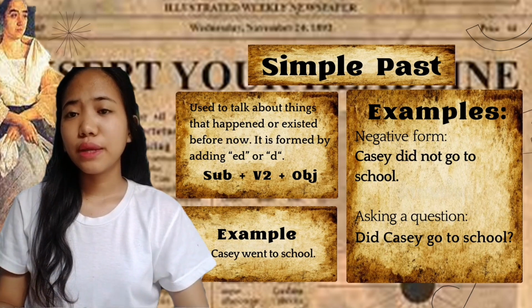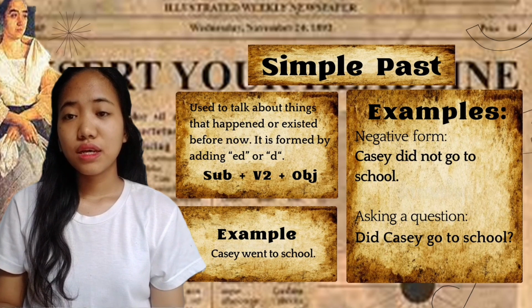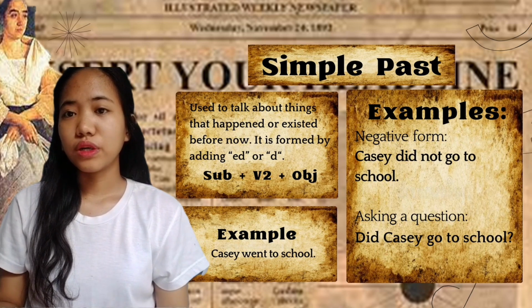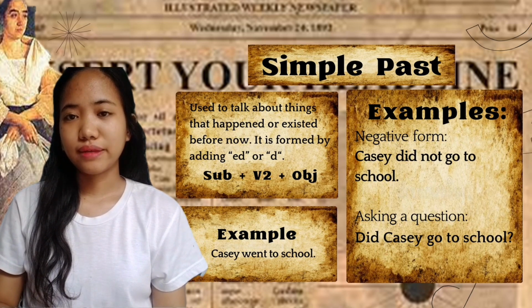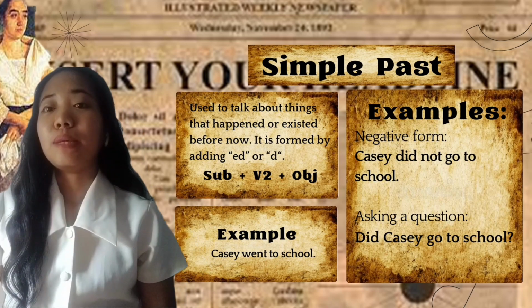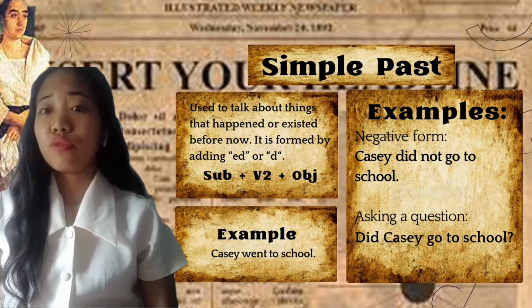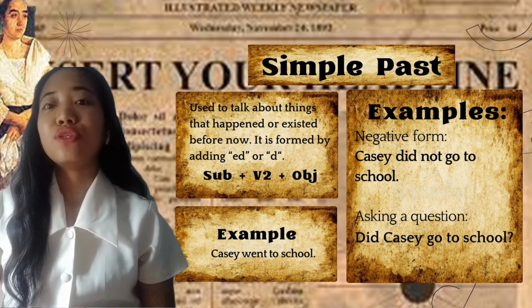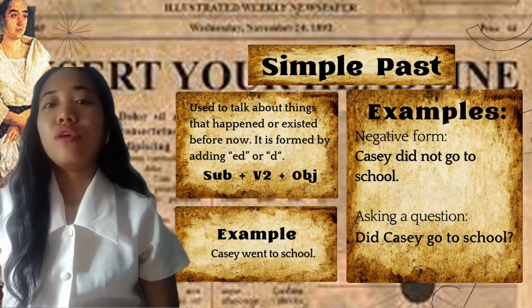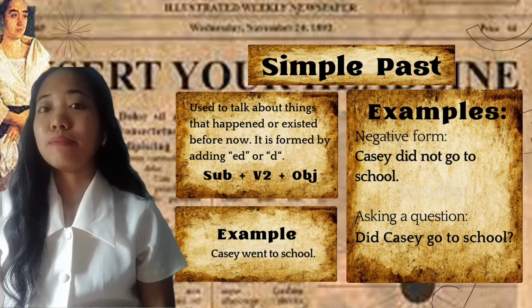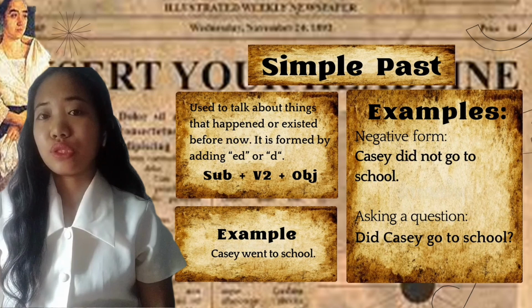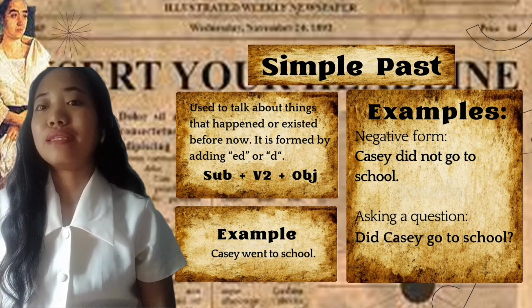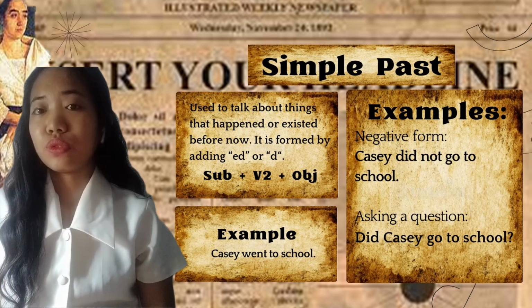The formula for simple past tense is subject plus be2 or past form plus object. In making simple past negative, the formula is did not plus root form of verb. You can also use the contraction didn't instead of did not. For example, in positive simple past, Emma went to school. In negative simple past, Emma did not go to school.